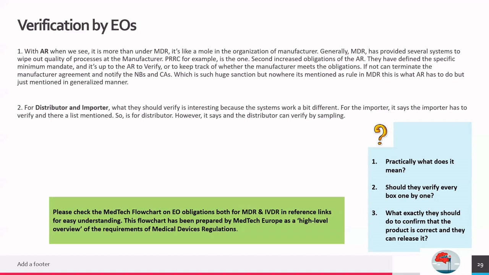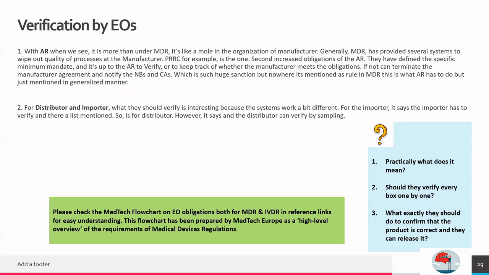For example, PRRC has been allotted. It makes sure regulations are in compliance. Second, obligations are being given to authorized representatives. So they have defined some specific mandate, and it's up to the authorized representative to verify and to keep track whether the manufacturer meets its obligations. So the quality requirements of the manufacturer have been distributed to other parties in the new economic operator regime. So it can terminate the manufacturer's agreement and notify notified bodies and competent authorities. Which is such a huge sanction. It's a very big power which has been provided to authorized representatives.